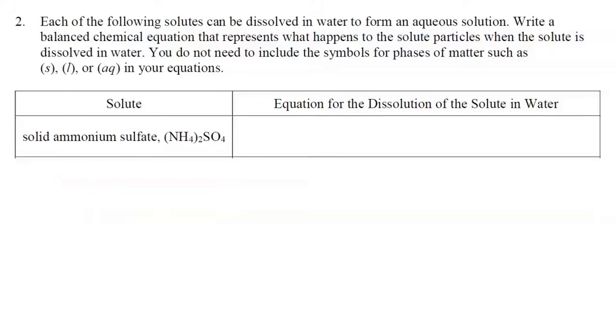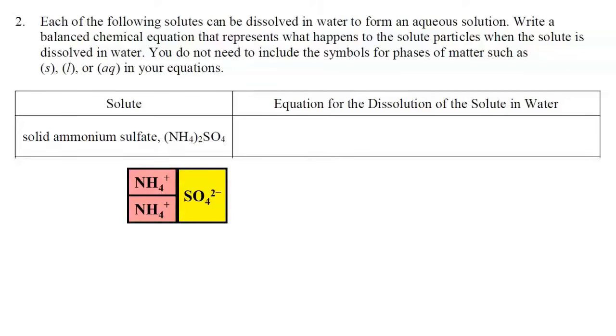So our first example is ammonium sulfate. Ammonium sulfate contains the polyatomic ions ammonium, which is NH4 plus 1, and sulfate, which is SO4 2-. So there are 2 ammonium ions for every 1 sulfate ion.